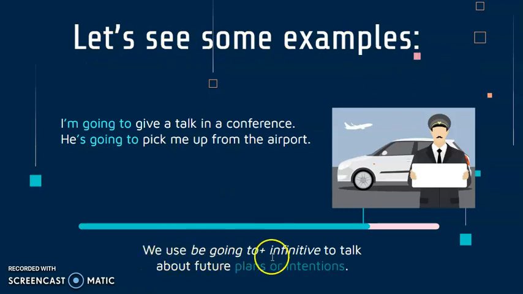We use be going to plus infinitive to talk about future plans or intentions. For example, I'm going to give a talk in a conference. That is a plan. Or he's going to pick me up from the airport, as you can see in the image. It is a plan.